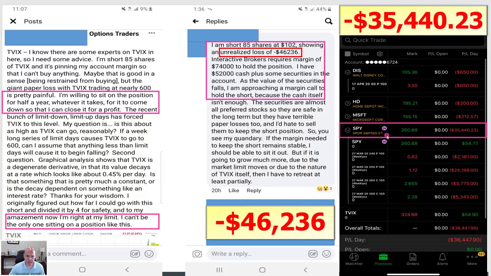Some of these are options plays. Some of these are stock trades. It's just, why? You've got to ask yourself why. When's the last time you made $40,000 overnight? Maybe it's happened because you risked your entire account, but you build this stuff up slowly, okay?